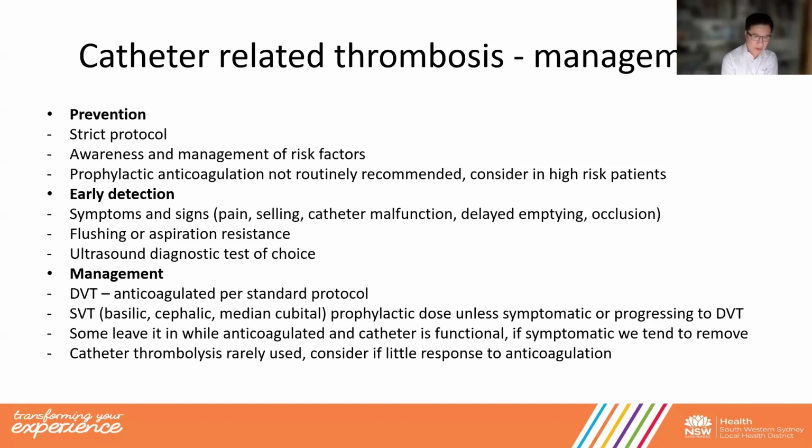We depend on the patient for close monitoring and early detection, particularly of pain or swelling. Other suggestive features include catheter malfunction, delayed emptying, and occlusion. If this occurs, ultrasound is the diagnostic test of choice. If DVT is found, the treatment is anticoagulation as per standard protocol. SVTs are usually treated with a lower dose anticoagulation unless it's persistently symptomatic or appears to be progressing. We prefer to remove the line if it is symptomatic, but if the catheter is functional and there's difficult access, some people do leave it in. Catheter thrombolysis is rarely used, as anticoagulation is quite effective.